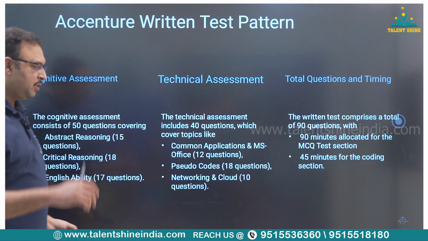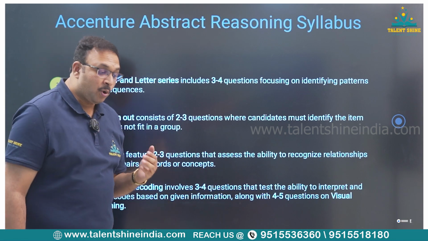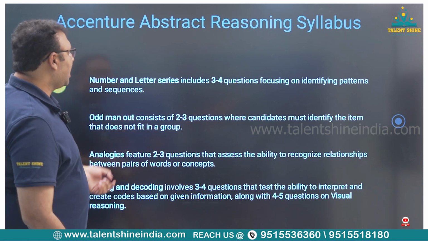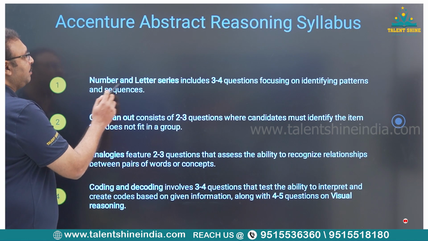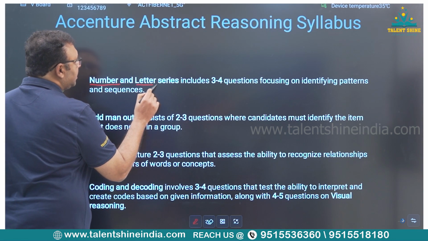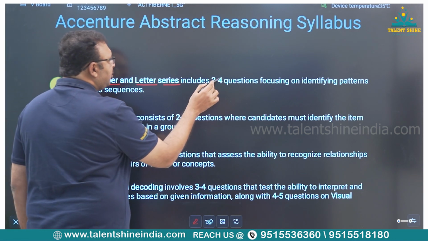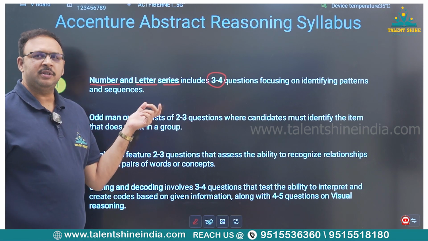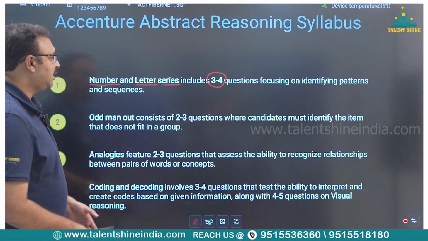Now I want to go through the individual syllabus. Look at the first one, the abstract reasoning syllabus. Sir, what exactly is meant by abstract reasoning? What syllabus do I need to cover? I would like to give clarity here. You need to focus much on number and letter series, guys. We can expect 3 to 4 questions from this one. It's very easy, number series and letter series. I hope most students know that. It's easy to clear this abstract reasoning.